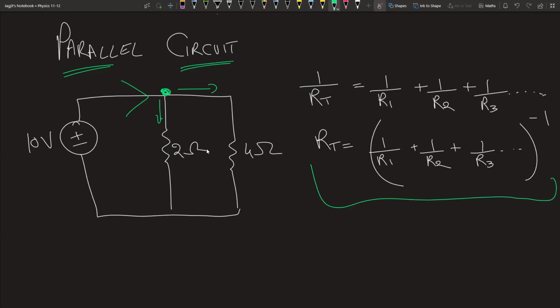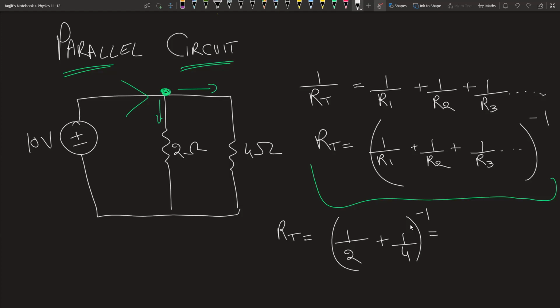Okay, so the first thing is these two resistors, I know they're in parallel, so I should first find the resistance total. So that will be 1 over R1, which is 1 over 2, plus 1 over R2, which is 1 over 4, and then all raised to the power minus 1. That's me doing the reciprocal. So 0.5 plus 0.25, and then we take the reciprocal of it.